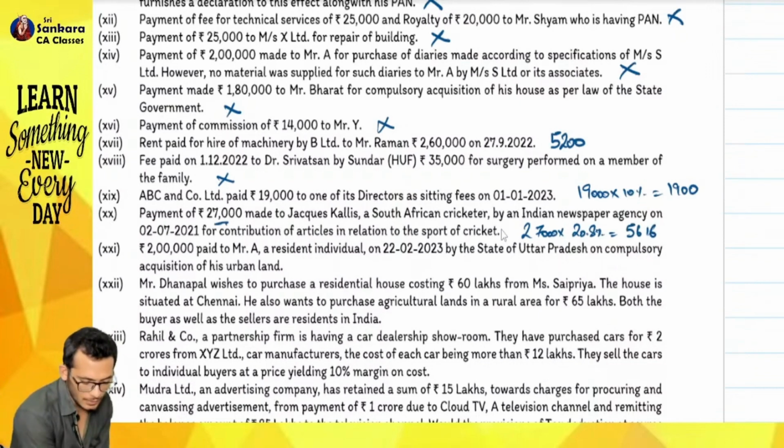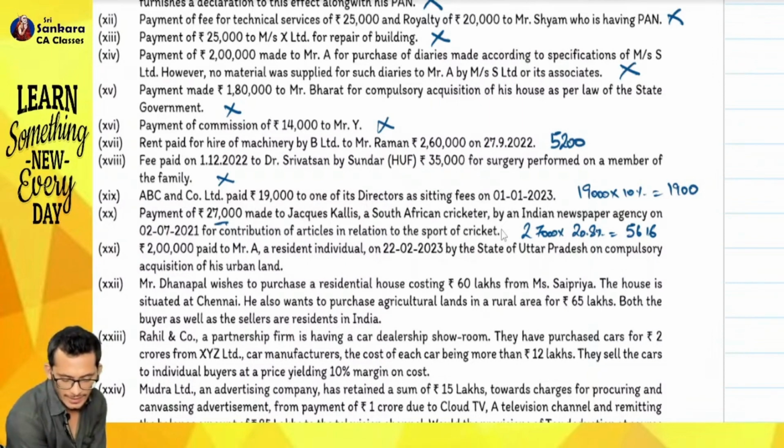5616. 2 lakhs paid to Mr. A, resident individual, on 22nd February 2023 by state of Uttar Pradesh on compulsory acquisition of his urban land. Why? Limit not crossed.